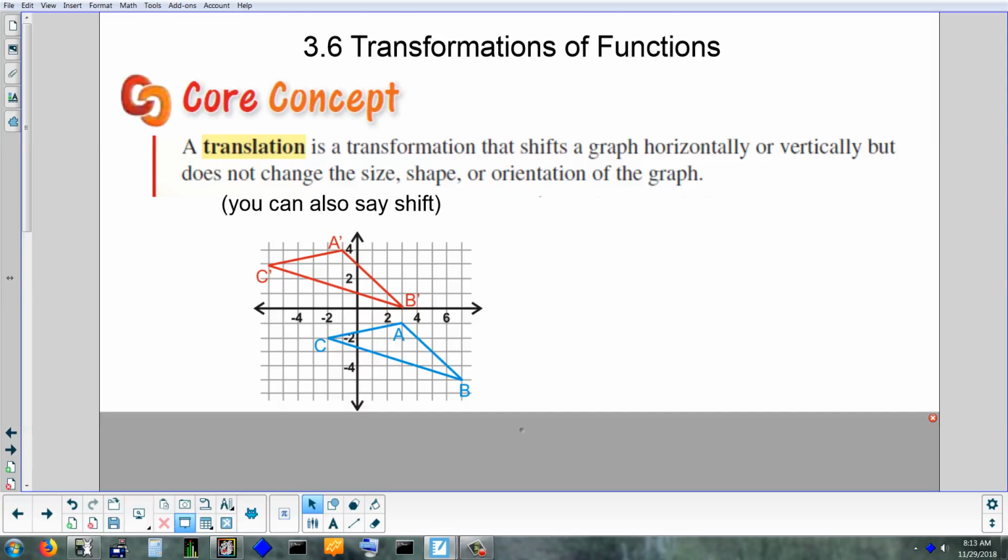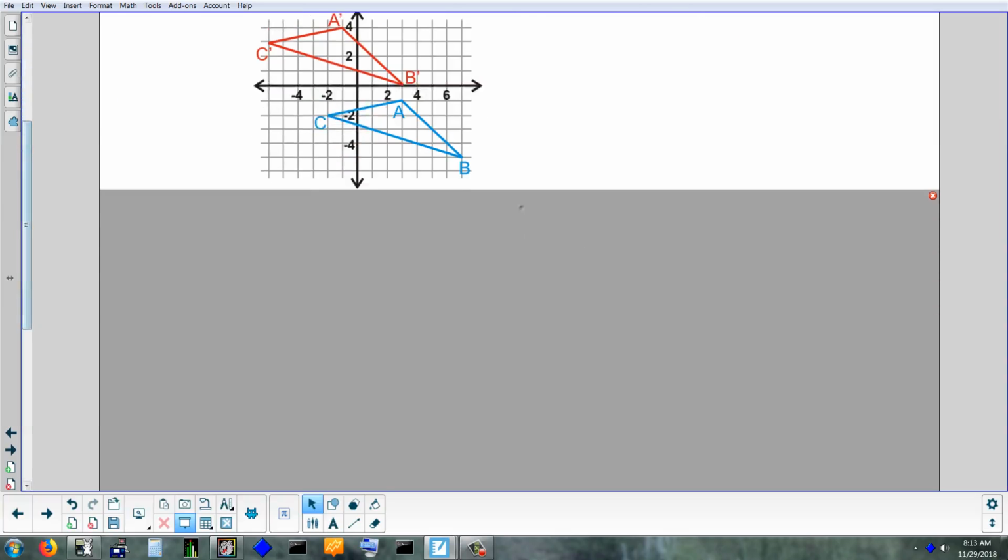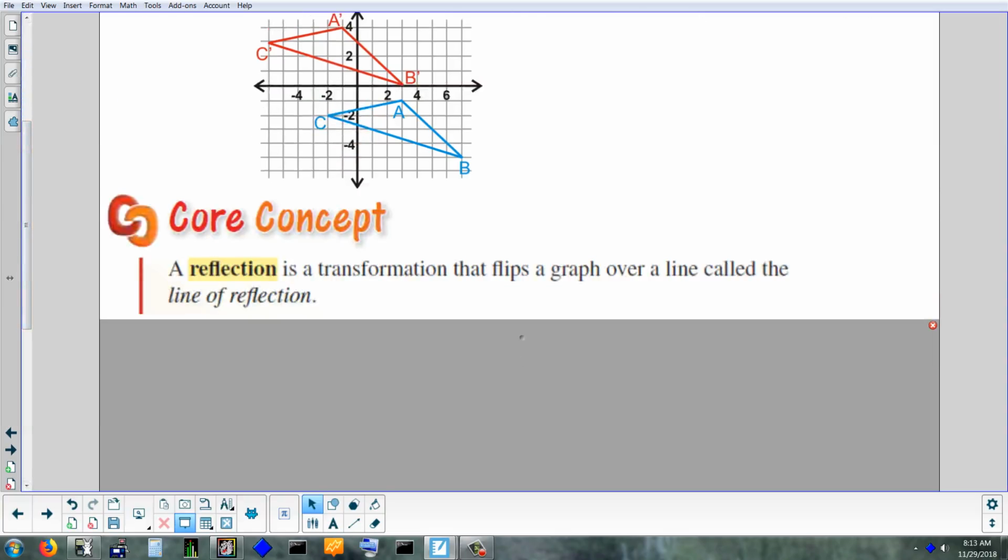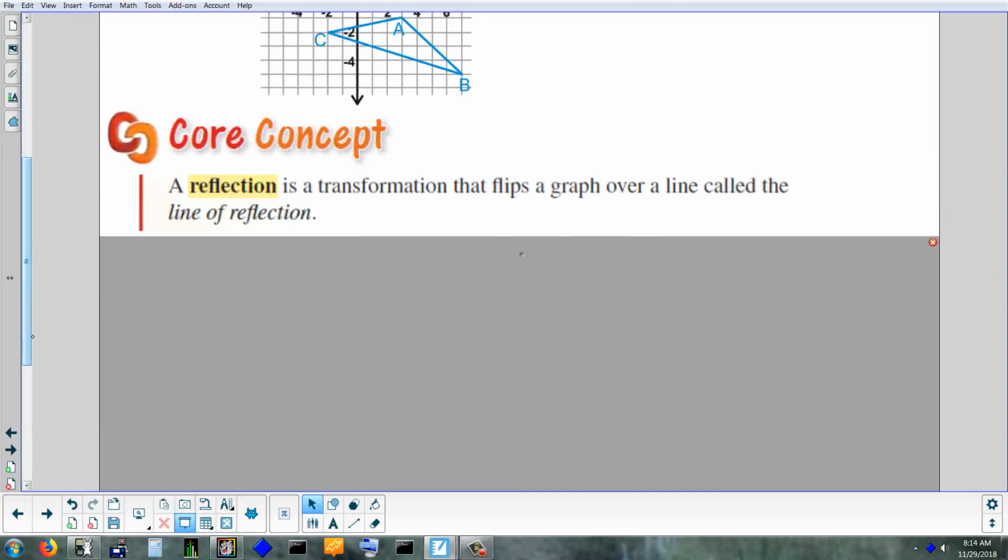All right, so pretty simple. A translation is like a slide. You slide up to the right, down to the right, down to the left. It's sliding. So the next one we're going to look at is a reflection. Think of that as like a mirror image, right? A reflection is a transformation that flips a graph over what's called the line of reflection. Or it's like a mirror line.